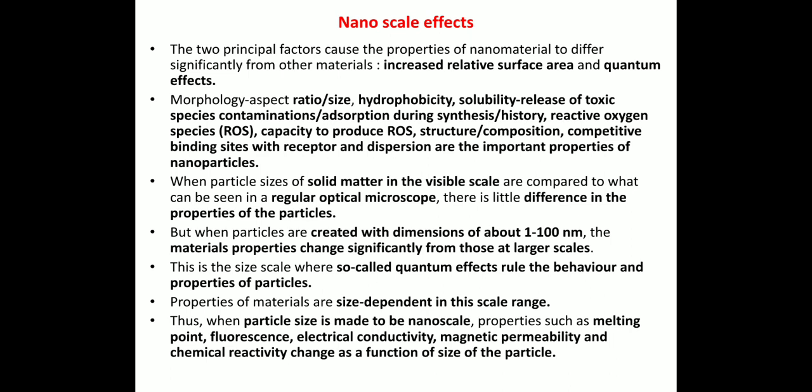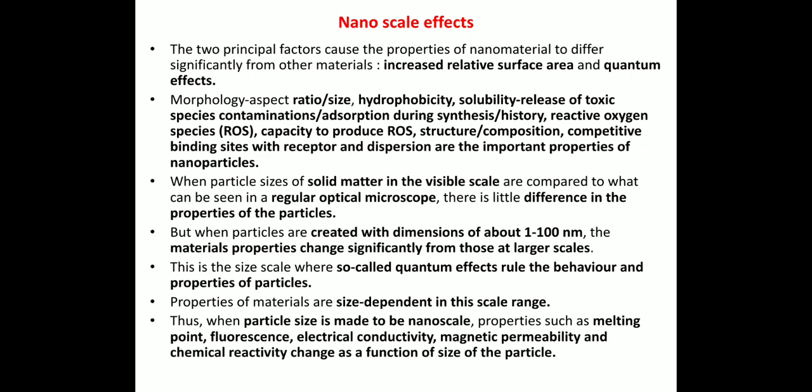Then consider when the particle size of a solid material is at a visible scale, like that seen under regular optical microscopes, which shows differences in the properties of the particles. As we know, solid matter at a visible scale can be seen under the optical microscope, which can categorize the different properties of the particle. But when particles are created with dimensions at the approximate scale of 1 to 100 nanometers, the material properties change significantly from those at larger scales.